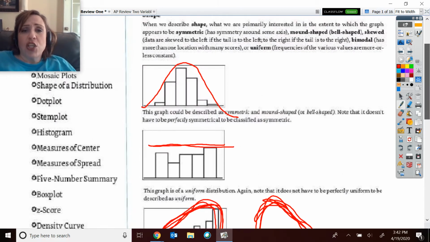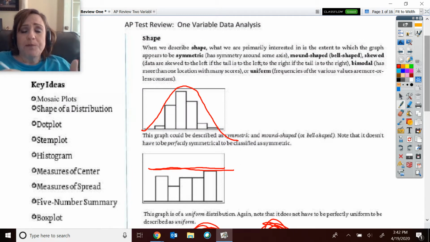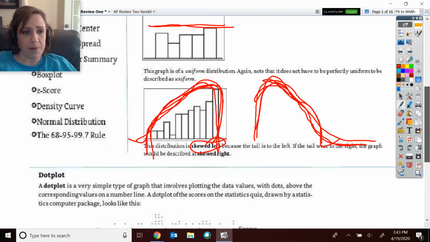So we want to talk about the shape. If we were describing that distribution, we know we talk about that shape: symmetric, unimodal, bimodal, outliers, center, and spread. And these are some of the things that contribute to its shape.